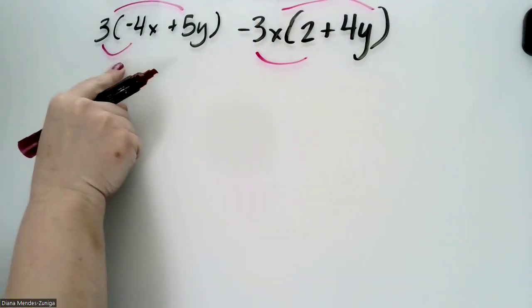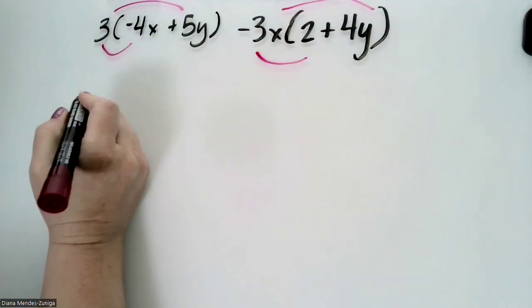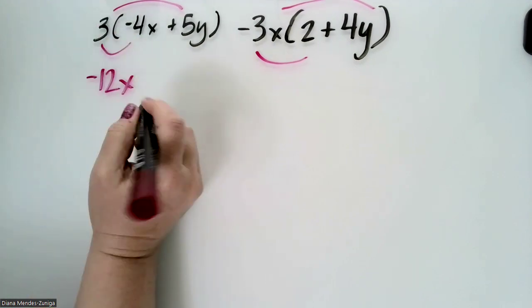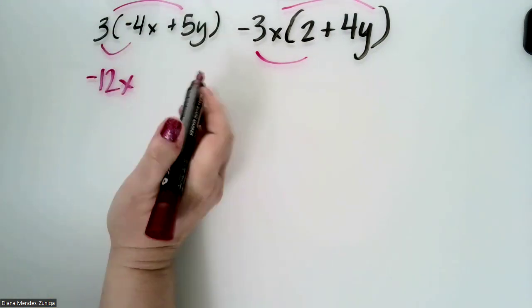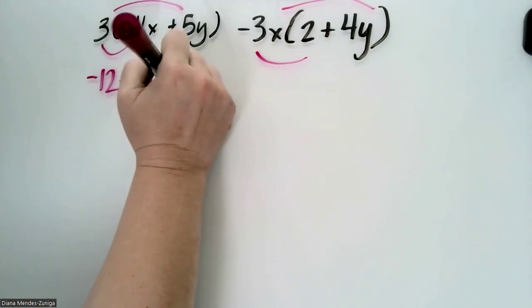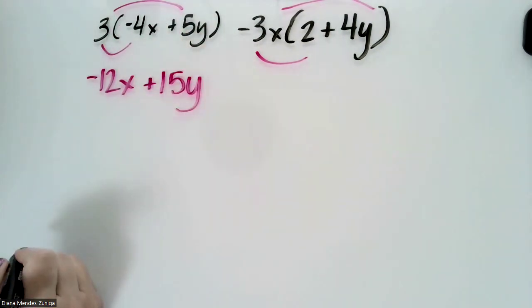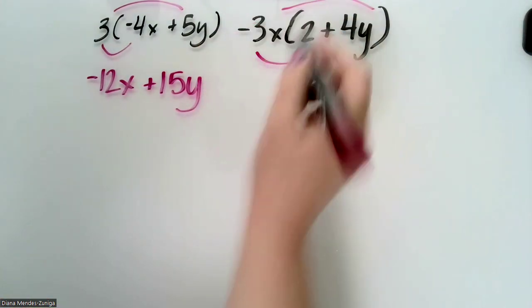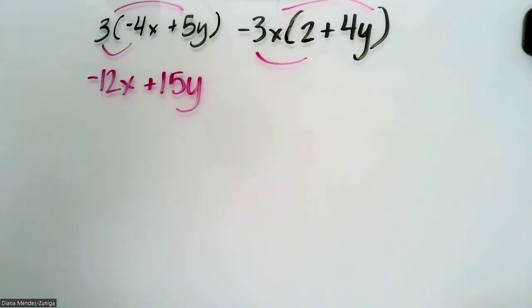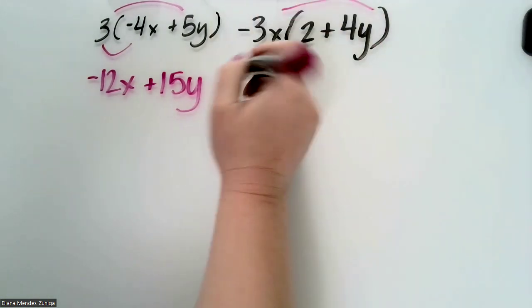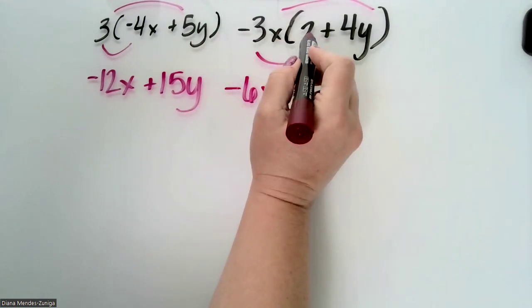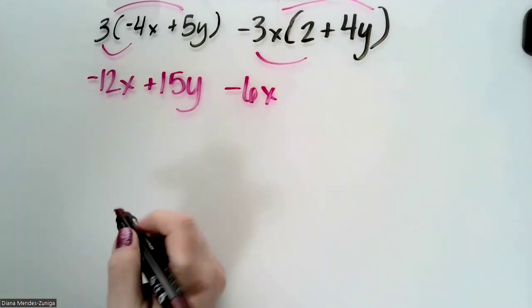So let's go ahead and start with this one. We have 3 times a negative 4x. It's going to give us a negative 12x. We have 3 times a positive 5y. That would give us 15y. Then let's go to this one here. We have a negative 3x times a 2. That's kind of similar to what we've been doing here, so that seems okay. So that's just going to be a negative 6x, because the -3 times the 2 is 6, and then we add our x there.